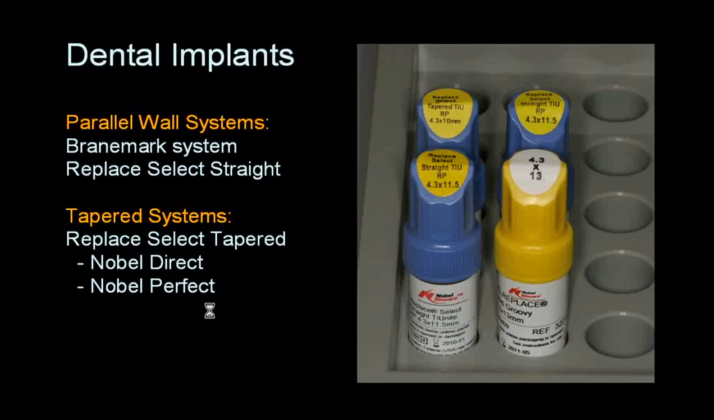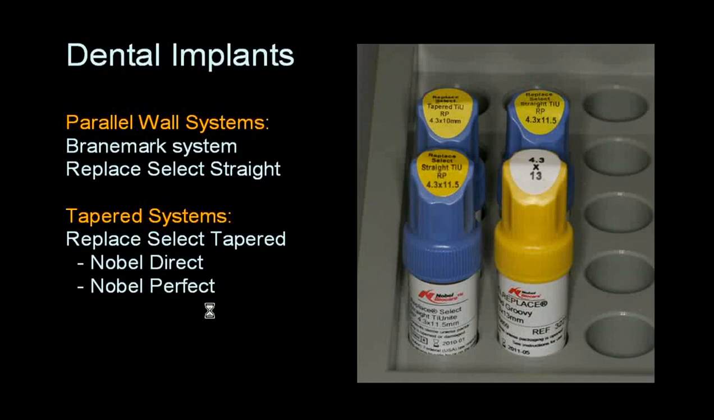Now, let's talk about implants and office setup. How do we really look at these type of cases, and how do we decide what implants we're going to use? First of all, you're going to be looking at a differentiation between two types of implant systems. One is what we call the parallel wall systems, and the second one is the tapered systems.